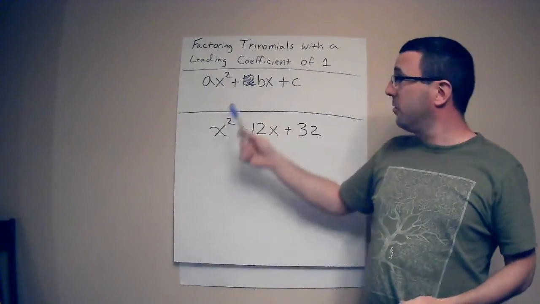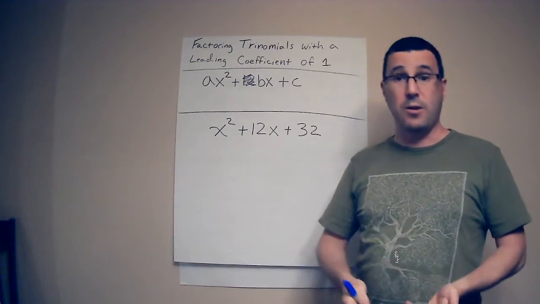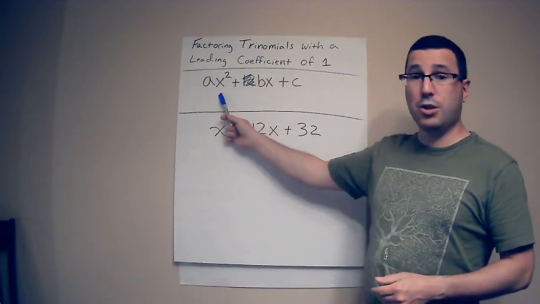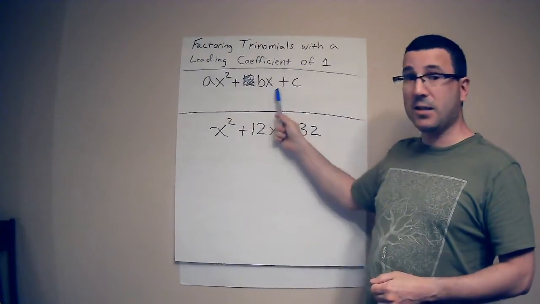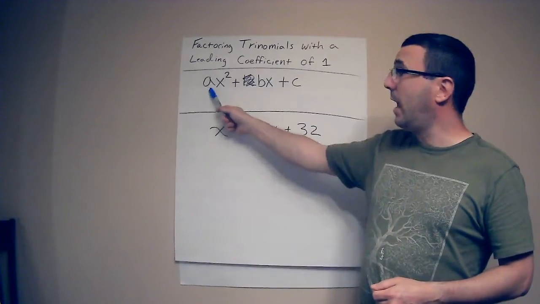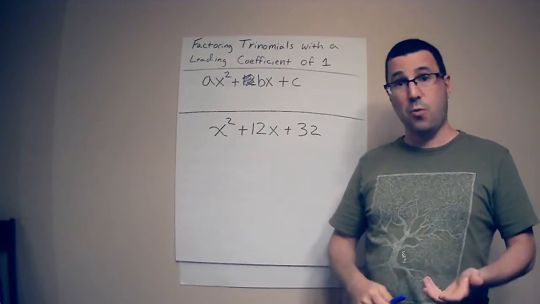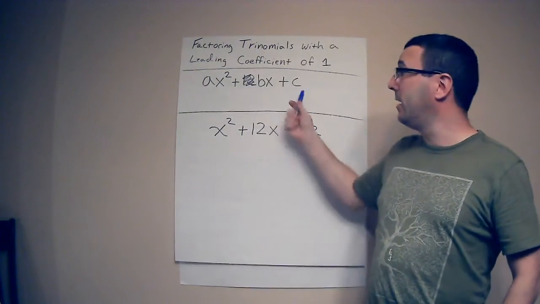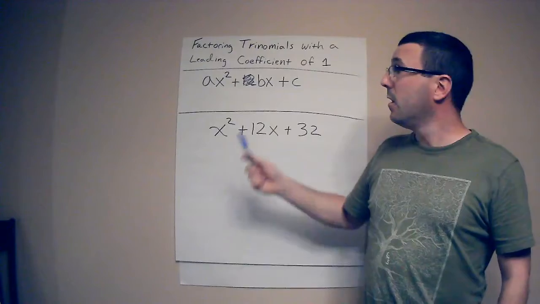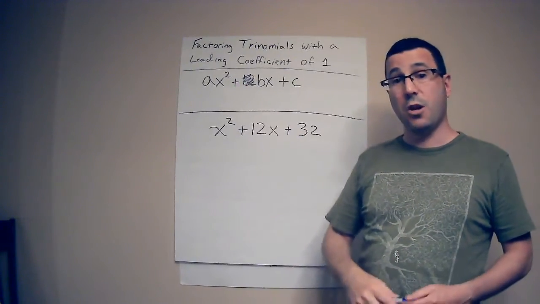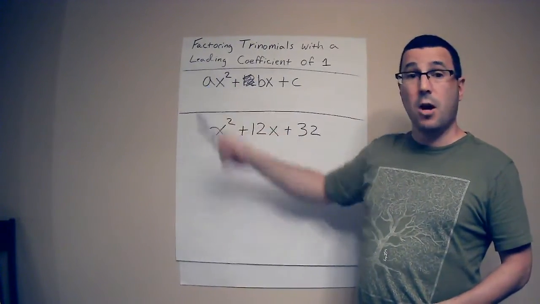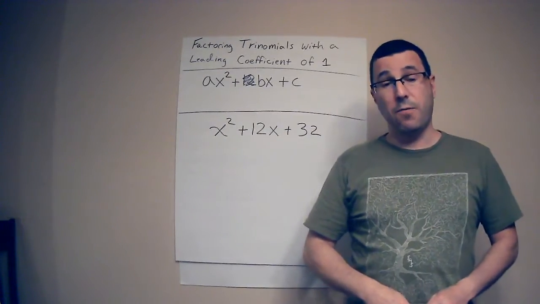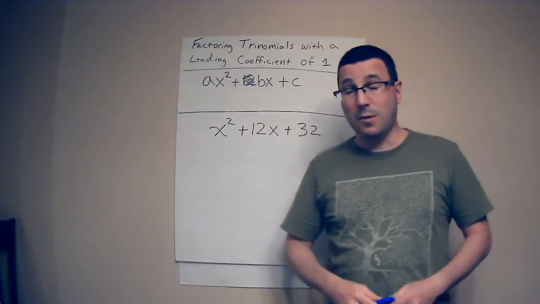But what I have here is the general form of a trinomial. That's a three-termed polynomial: ax squared plus bx plus c. A is the coefficient of the x squared term, b is the coefficient of the x term, and c is our constant. And when I talk about a leading coefficient of 1, what I mean is our a is equal to 1. So we don't see a number other than 1 in front of our x squared term.